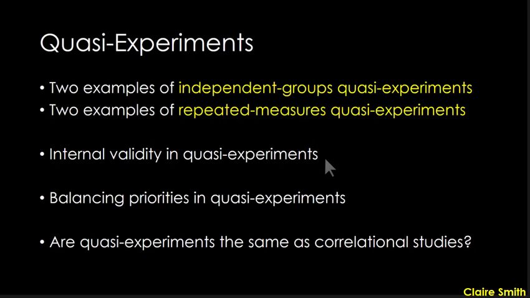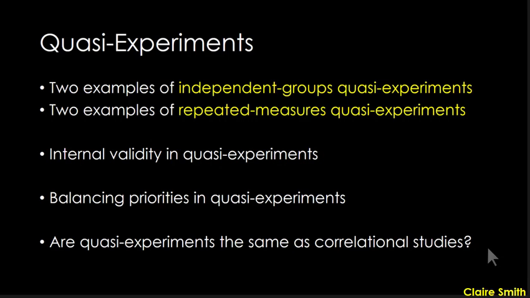We'll talk about internal validity and quasi experiments, how to balance priorities, different types of validity, and then comparing quasi experiments to correlational studies because they are pretty similar.